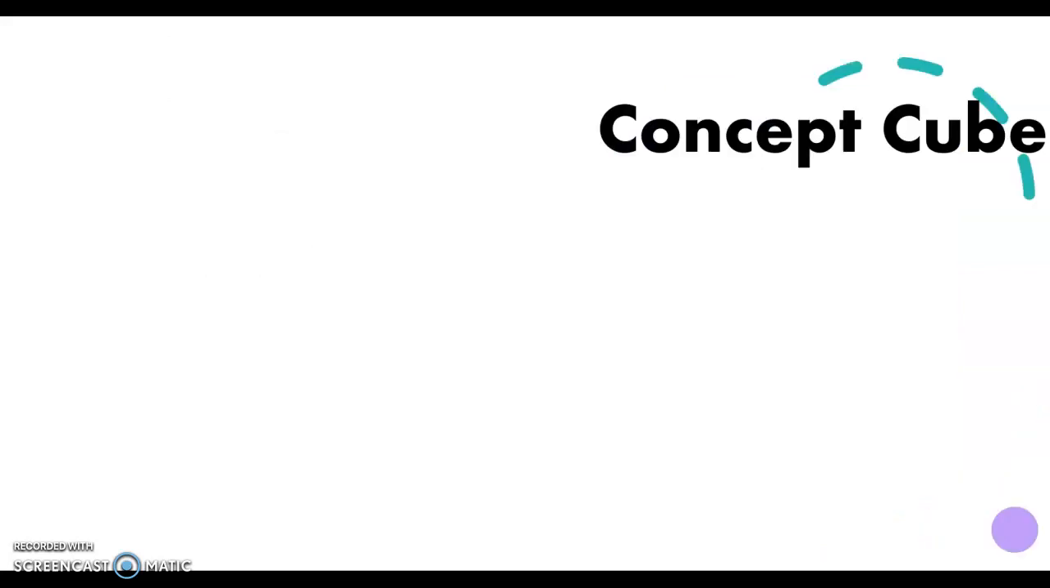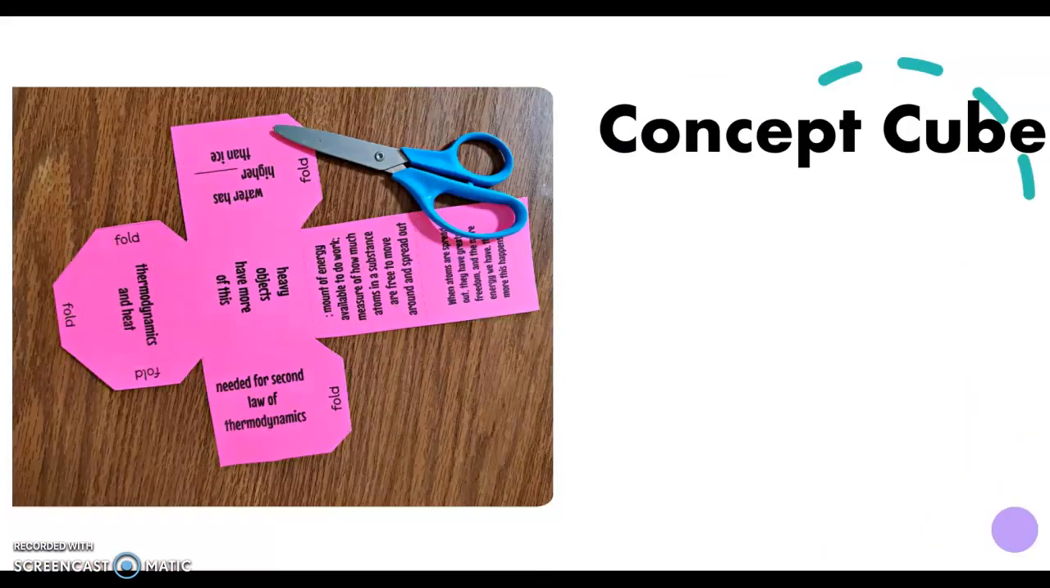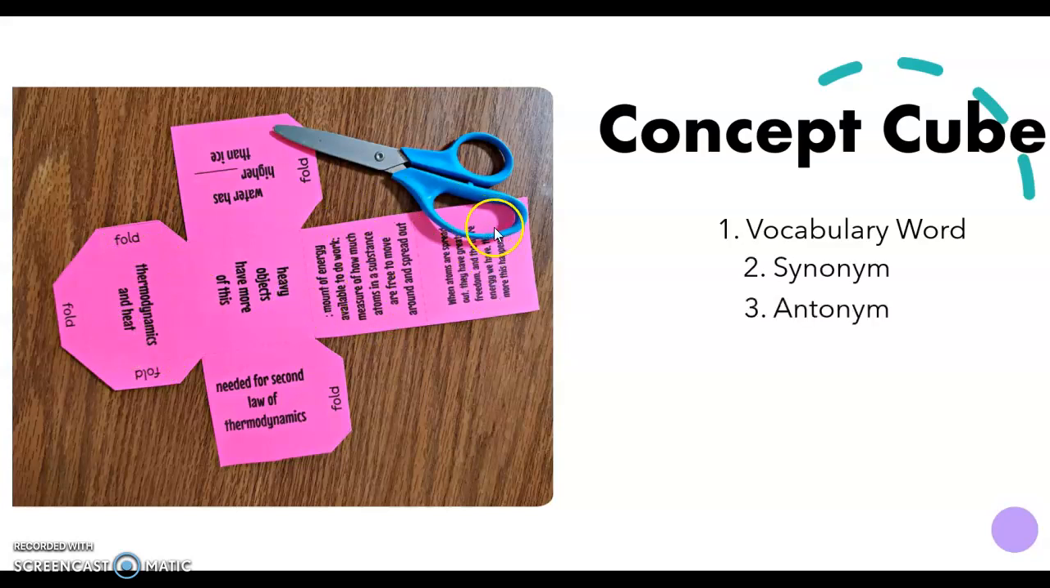So the concept cube looks very similar to this. Basically, the parts of the concept cube are: you have the vocabulary word, which in this case is focused on thermodynamics and heat. You have the synonym and the antonym, which I think are very good and fun parts to have, as you're looking at a word that's very similar to it and a word that's the exact opposite of it, getting two sides of the same coin.